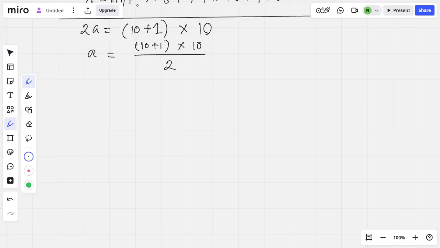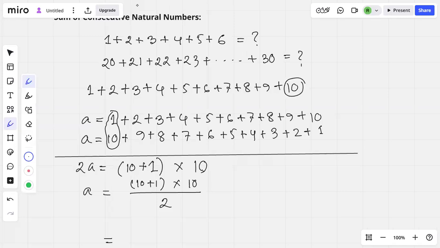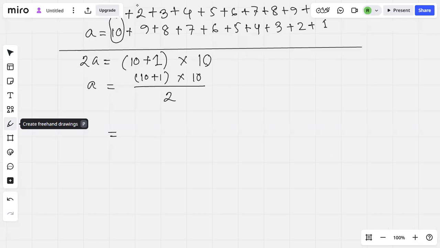So if we look to the previous formula, what does it give us? It gives 10 plus 1. 10 was the last term of this series, and 1 was the first term of the series. So we can see that here the first term and the last term are being added. First term plus last term.